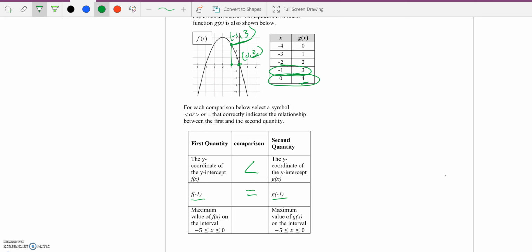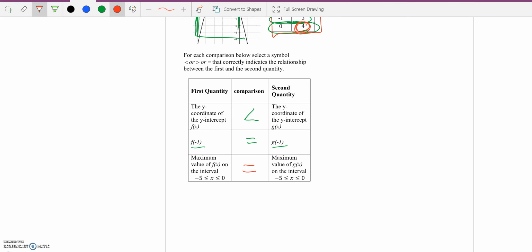And then the maximum value between negative 5 and 0. So negative 5 to 0, that's anything in this range. The maximum value is going to be right here, which is at, it's like negative 2, 4. And for this one, I can infer from this table, since it's linear, that my next point is negative 5, negative 1. So from negative 5 to 0 for the x's, looking at this whole table, my maximum value is 4. So again, those two are going to be equal.